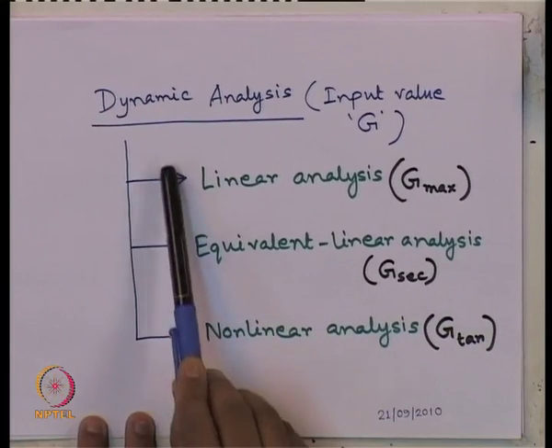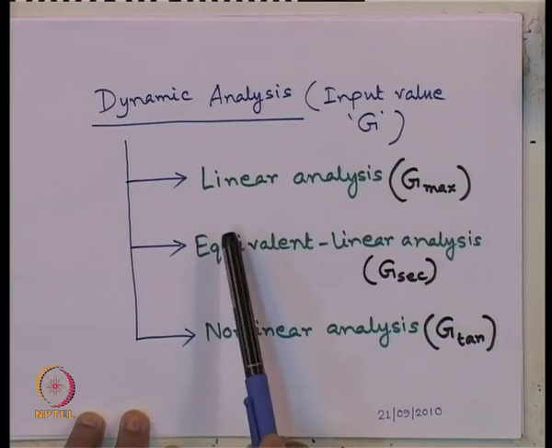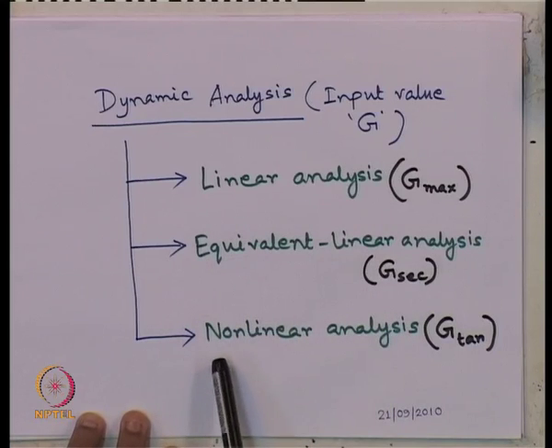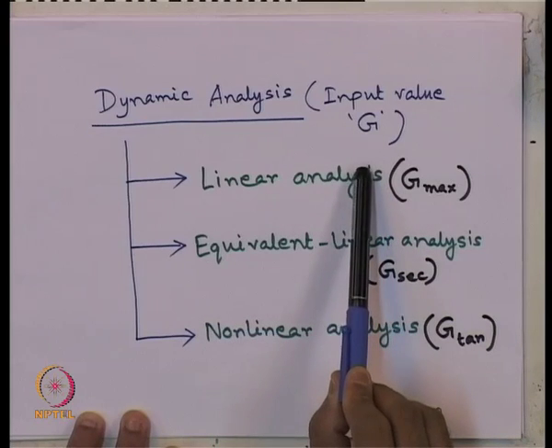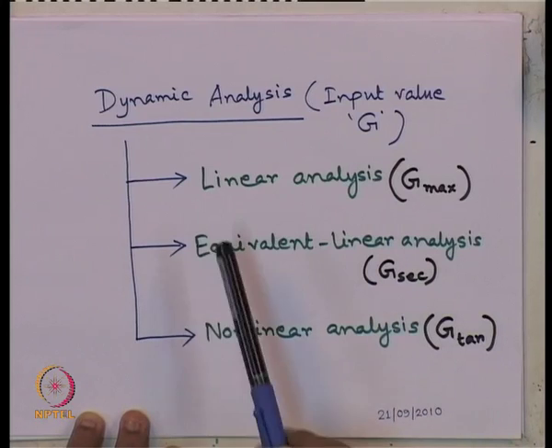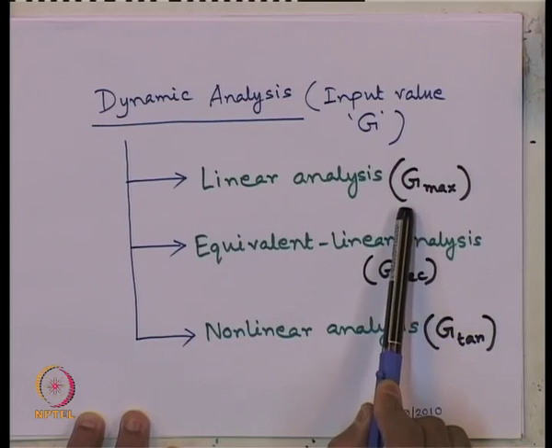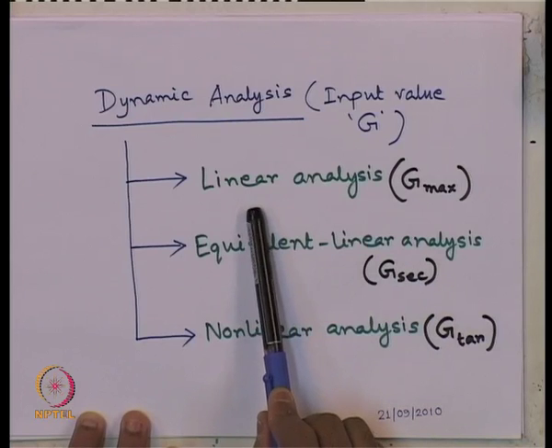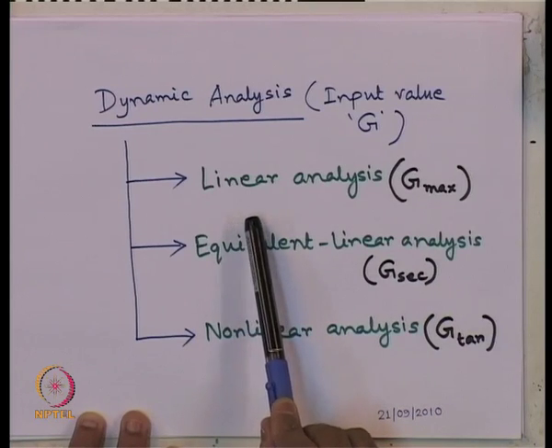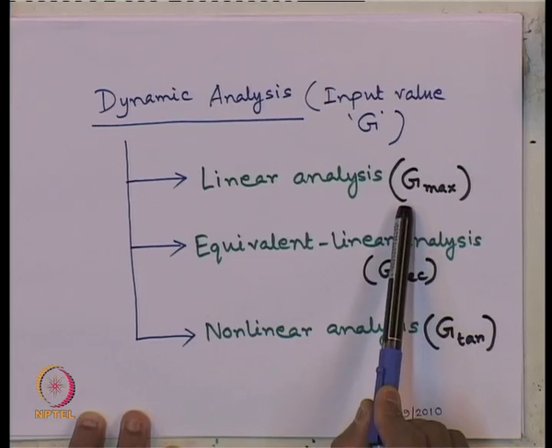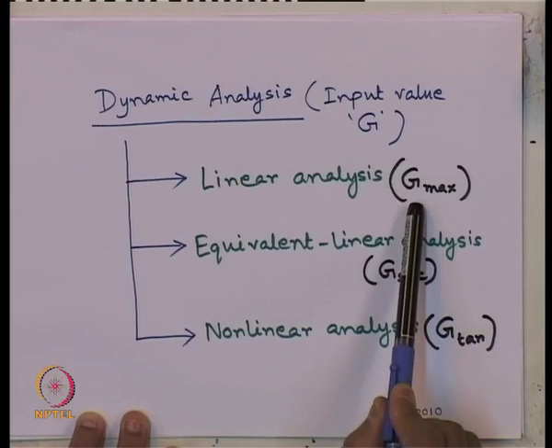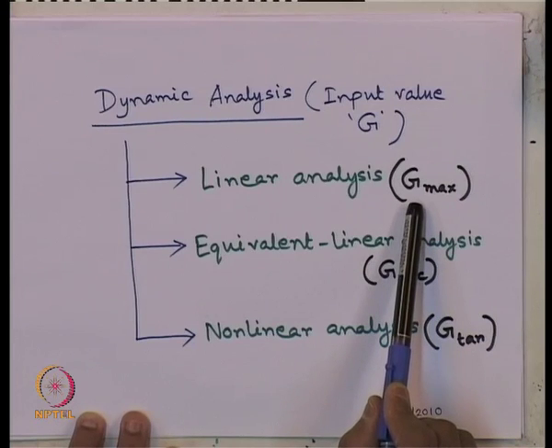We can subclassify any dynamic analysis into three categories: linear analysis, equivalent linear analysis, and nonlinear analysis, based on what input value of the shear modulus we are using for the analysis. When we are using the maximum shear modulus, it is linear analysis, which we have seen is the easiest or simplest analysis, because here the value of G max remains constant throughout the analysis, and we can easily estimate it through any field test also, because G max is correlated with the shear wave velocity of the material through the equation rho V s square.